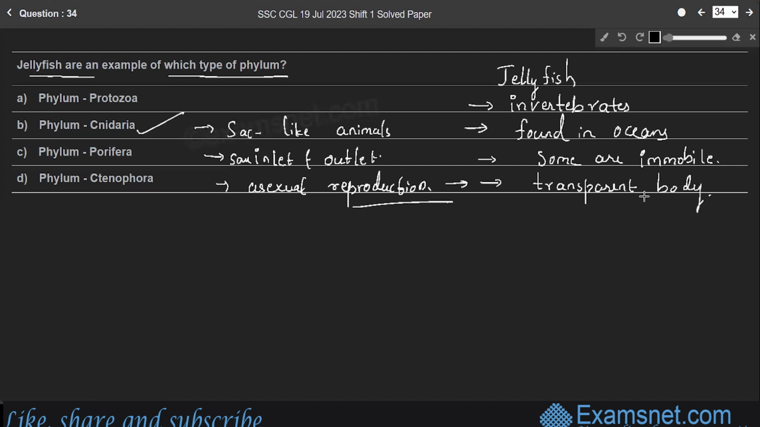So for the given question, jellyfish are an example of phylum Cnidaria. Option B is the right answer.